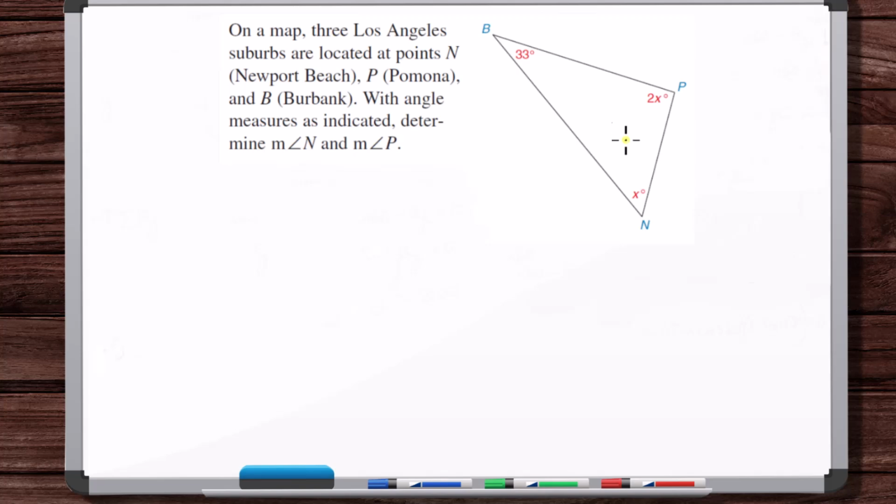So, well, the sum of the measures, does it say it's a right triangle? It doesn't even matter. These are going to sum to 180. So 33 plus 2x plus x is equal to 180. 33 plus 3x is equal to 180. Subtract 33 from both sides.